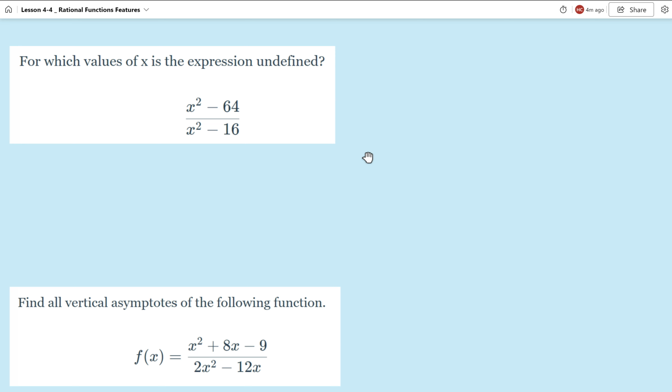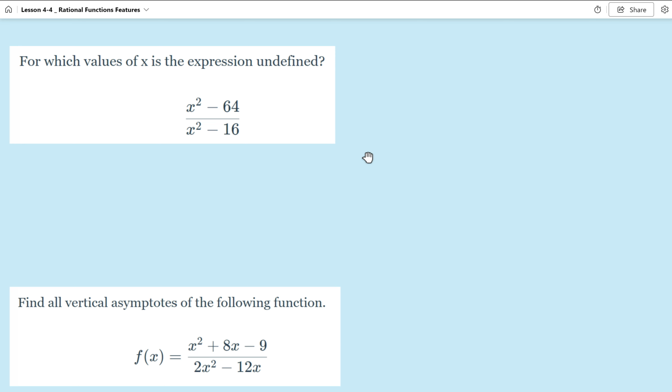Lesson 4-4 on rational function features. Okay, students, you are going to see how in this section, the skill set that you will continue to use throughout is the factoring method. And the methods are going to help you determine certain features of rational functions so that you are able to graph.